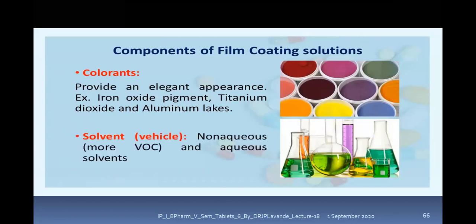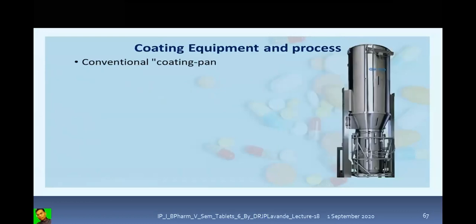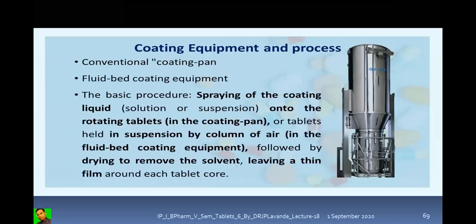The solvents are nothing but the vehicles. They act as vehicles, some non-aqueous and some aqueous solvents, and are incorporated into the coating solutions. Now this is the coating equipment used in the process. This is the FBD type of coating equipment, that is the fluidized bed coating equipment. We know that FBD is used for mixing, granulation, drying, and also for coating. So it has multiple functions.